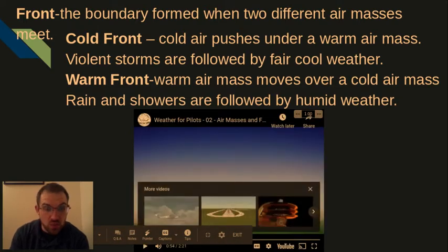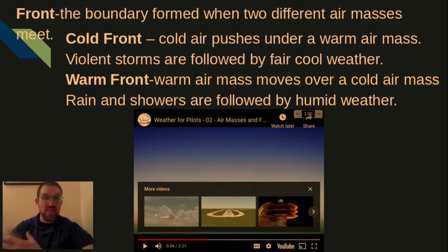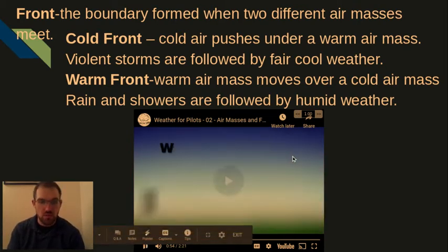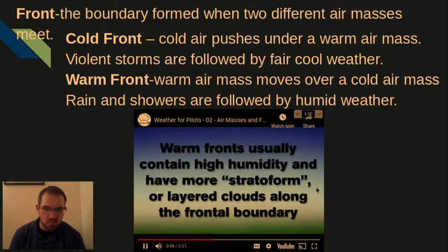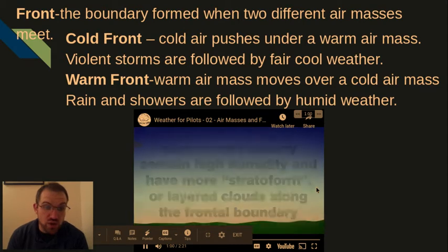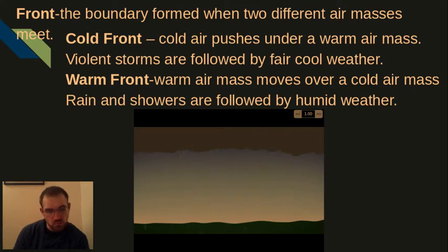The reason that's called the warm front is because the cold air mass is just there doing its own thing, and then the warm air mass overtakes the cold air mass. It's the one doing the movement in that case. That's why it's considered to be a warm front. Warm fronts usually contain high humidity and have more stratiform or layered clouds along the frontal boundary. So you're going to get stratus clouds. Drizzle and decreasing visibility will be present as temperatures rise. Once the front passes, rain showers are possible, followed by a gradual clearing.